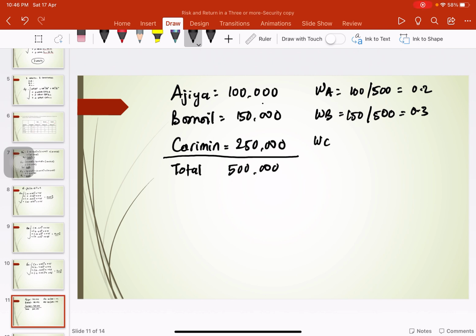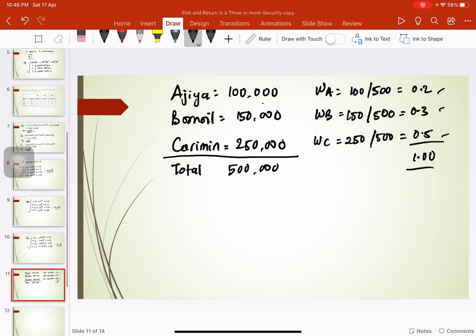And then weight C, dia nak invest berapa tu? 250k. We divide by 500k, so the weight is 0.5. So kita tambah semua, weight dia mesti jadi 1.00. So kita dapatlah ini the weight yang kita nak kira expected return of the portfolio later.